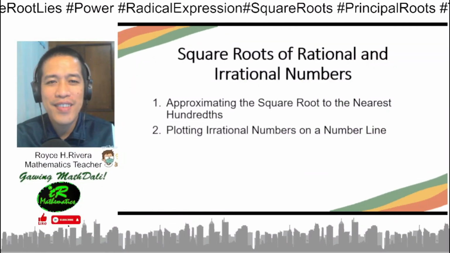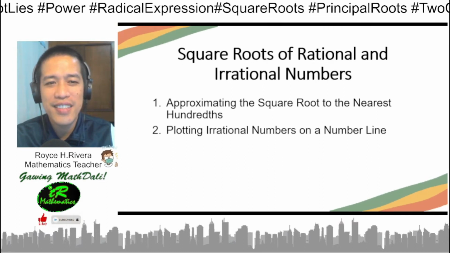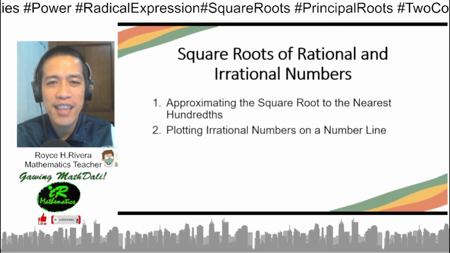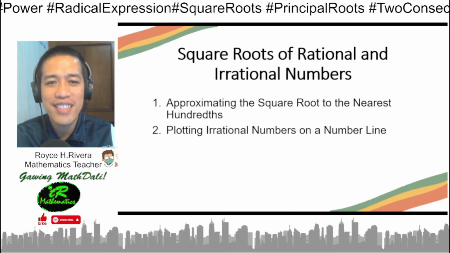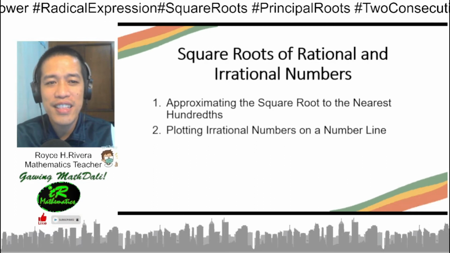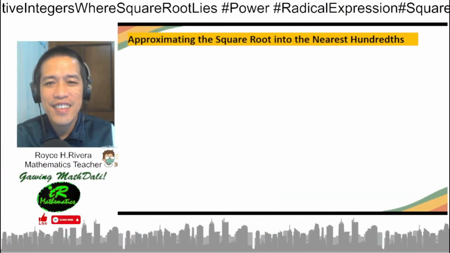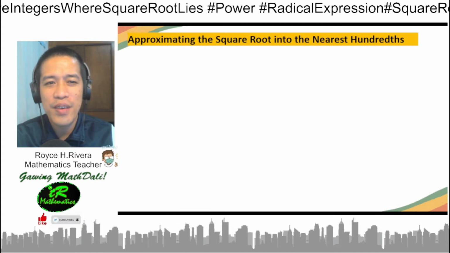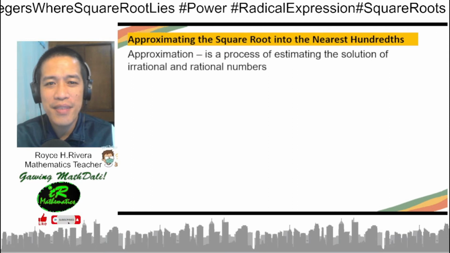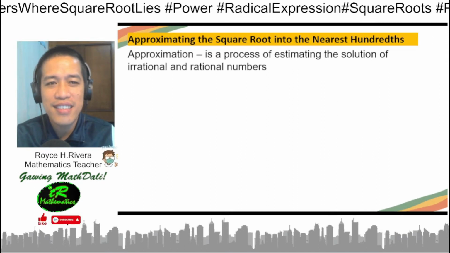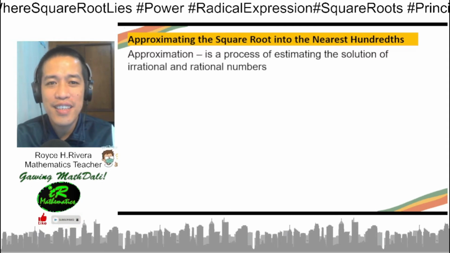Para sa araw na ito, ang pag-uusapan natin ay ang square roots of rational and irrational numbers. Ang mga focus natin ay approximating the square root to the nearest hundreds and plotting irrational numbers on a number line. Uunahin natin ang approximating the square root into the nearest hundreds. By definition, approximation is a process of estimating the solution of irrational and rational numbers.